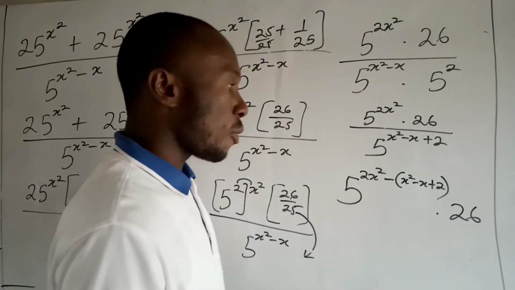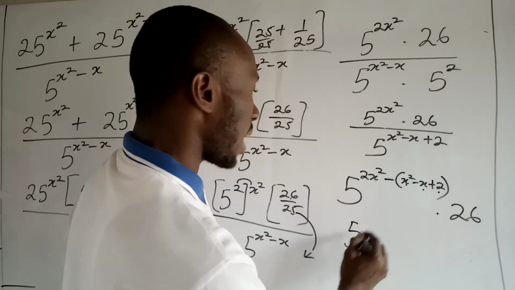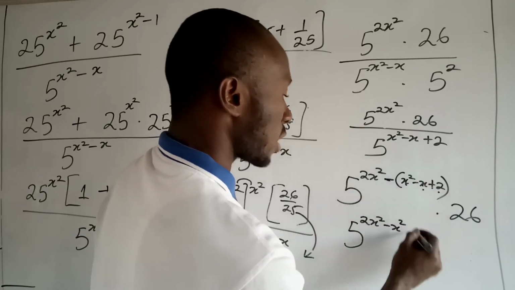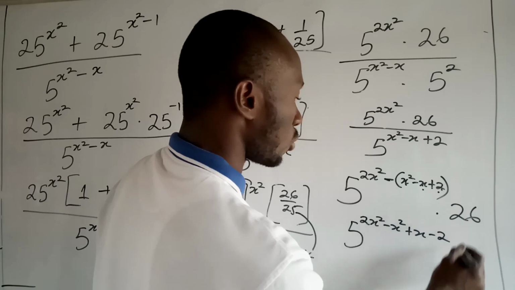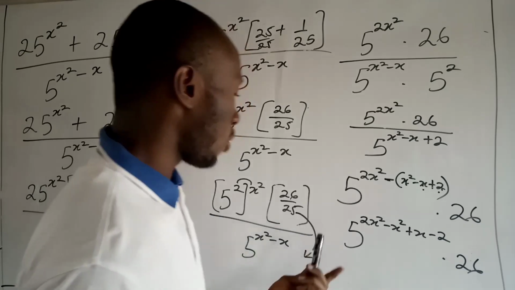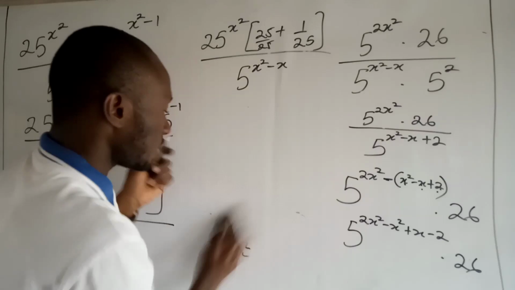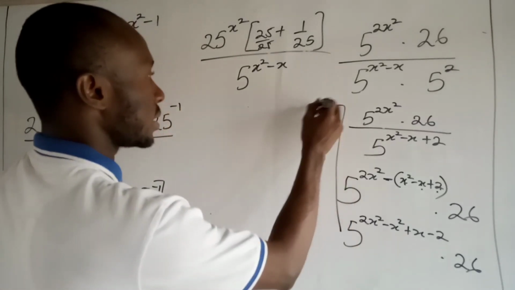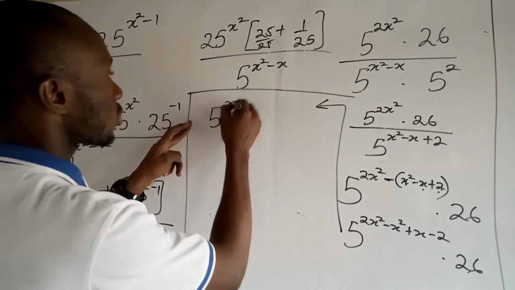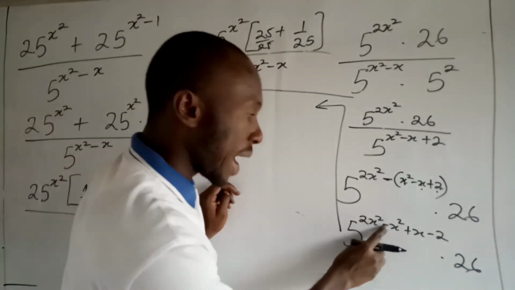All right, viewers, we are almost coming to the end of the solution. Now this minus will go into all these guys like this. So you have 5 to the power 2x squared minus here will give me minus x squared, minus minus will give me plus x, and this guy will give me minus 2, times 26. Now is there anything that can cancel out? Of course, yes. So let me quickly clean up these guys so that we can just finish it up from here. All right, let me take these guys to this place like this. So I have 5 to the power 2x squared. Okay, we are almost rounding up. Okay, yeah.